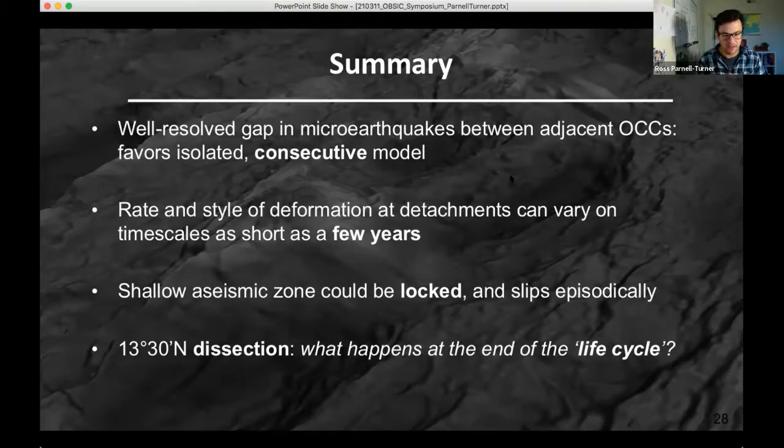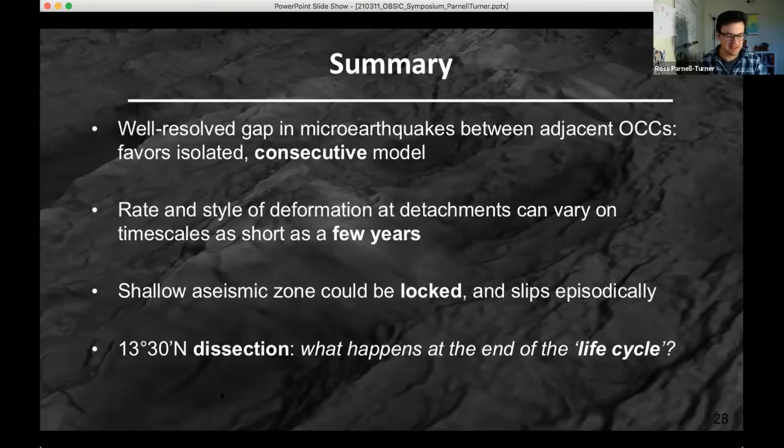So I'll leave it there. We've seen that we have this well-resolved gap in microearthquakes between these two adjacent core complexes at 13 North, which favors this consecutive model of discontinuous faults along axis. We've seen these differences between repeat microearthquake experiments for the first time, which suggests that deformation going on in these systems is pretty time dependent. And we've also seen evidence that the shallow portion of the fault could be locked and stress is released in episodic large teleseismic events, large in my world being something between 5 and 6.